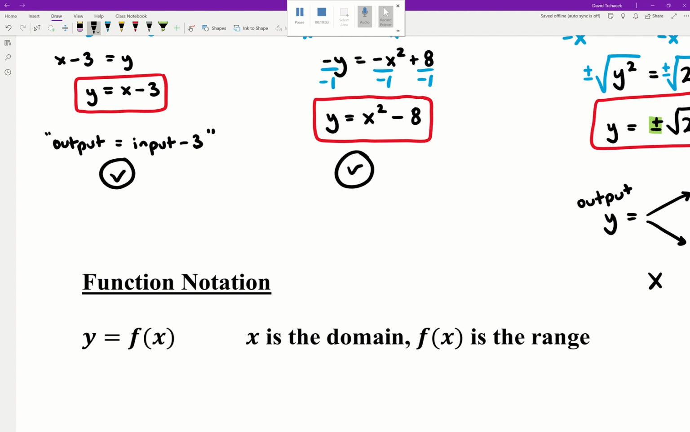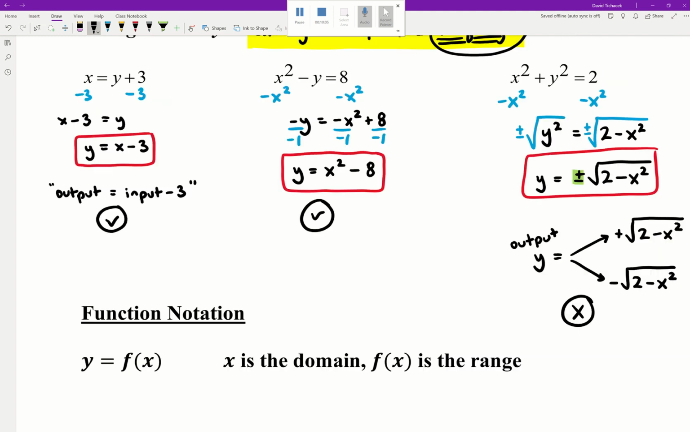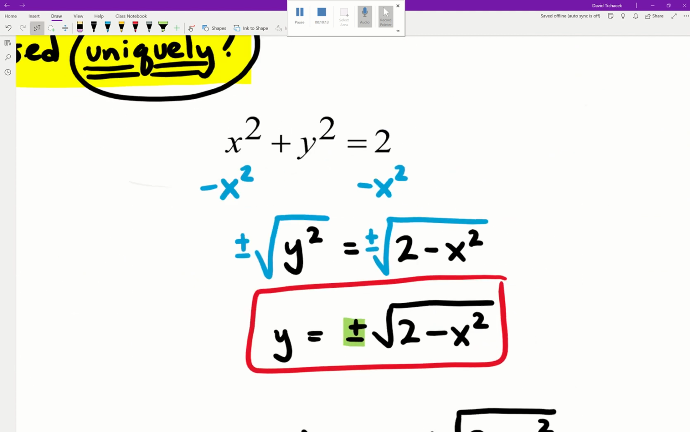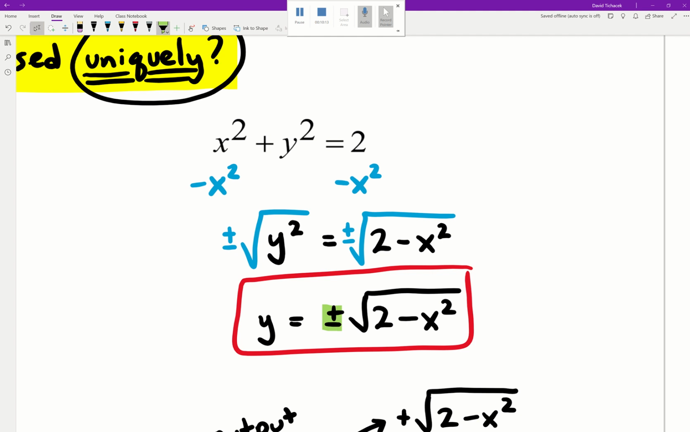And so when it's given to you algebraically, you're going to have to do a little bit of extra thinking or a little bit of work algebraically to see if you can take that y and isolate it uniquely in terms of x. Okay, so one of the classic things to look out for is anytime you have a situation where you might need to introduce a plus or minus. And so how do you tell? Well, if y is ever being raised to an even exponent, like here it was being raised to 2, that is a red flag right there.